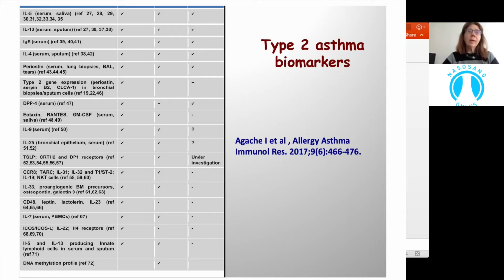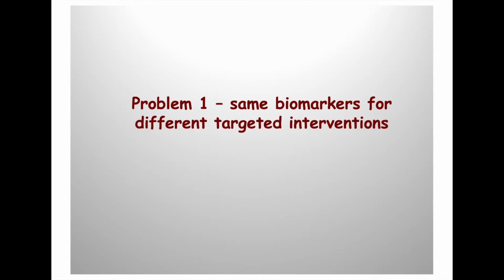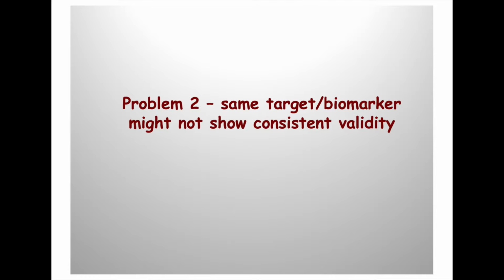So is the endotype-driven approach working? We have a lot of type 2 asthma biomarkers, and it's obvious that we cannot use them all in the clinic. So what we try to do is to reduce them to what we measure in blood, in induced sputum, or in exhaled breath. The problem is that, for example, if you look at the eosinophils, they predict response to all the interventions that you have now in asthma. So to anti-IL-5, anti-IgE, anti-IL-4, IL-13, and also to corticosteroids. And this is the problem, because the same biomarkers you have for different targeted interventions. The second problem is that there is no consistent validity for this.